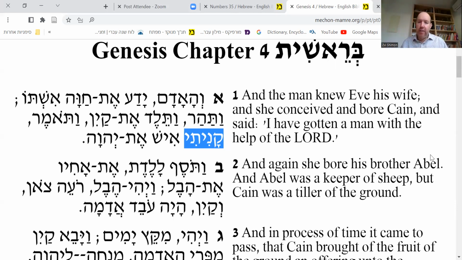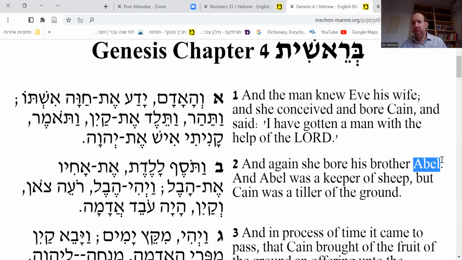Now, as we read, we immediately have a sense of asymmetry, a lack of symmetry, because while the name of the second son is given, Abel, what's obviously lacking is the explanation. There's no explanation. And she said, why Cain? Because Kaniti, I have gotten a man. But here, there's no explanation. There's just a mention of the name. And this already creates a sense of tension, a lack of symmetry in the story. There's no equilibrium here between the brothers.